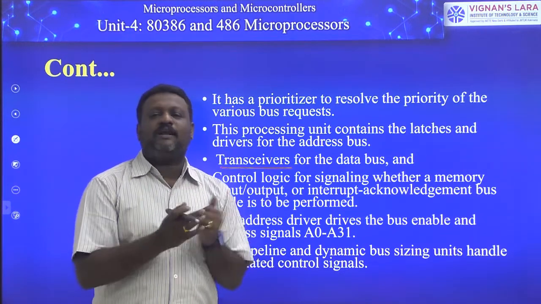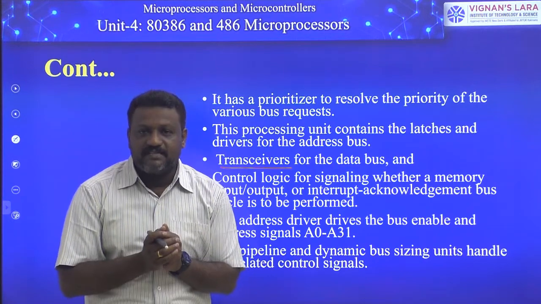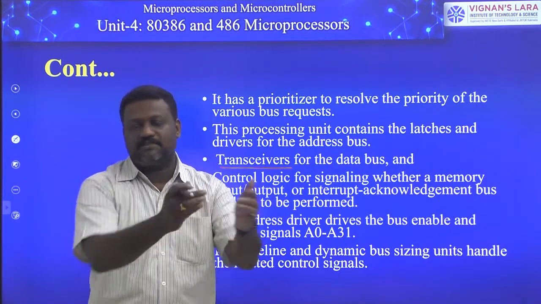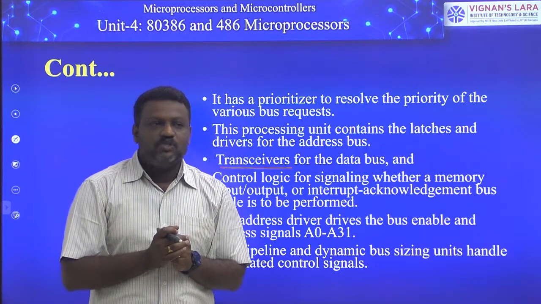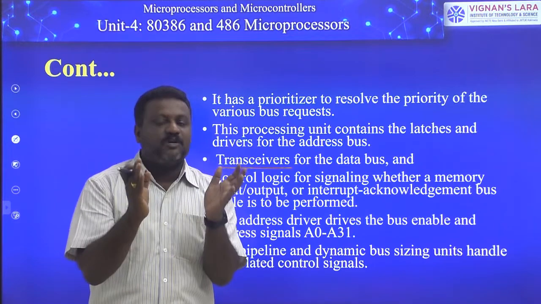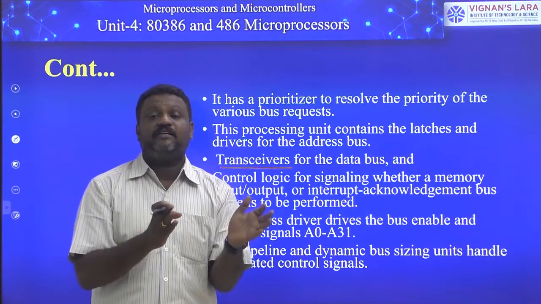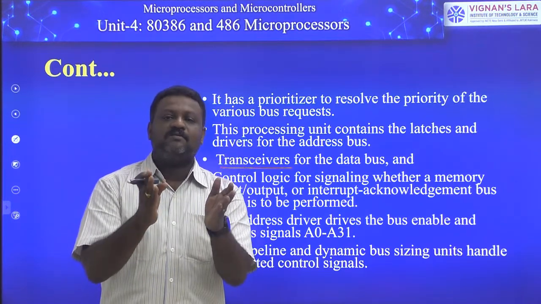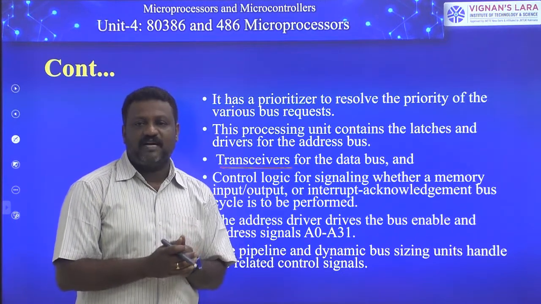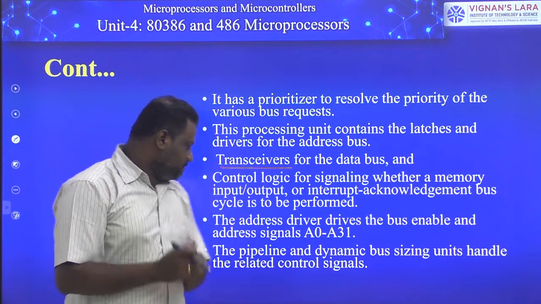If I want to do a write operation on some output device, then my control logic may generate a write control signal, which I must send to an I/O device. So based on what operation my processor wants to perform on a selected device or a selected memory location, the required control signals are generated by the control logic.